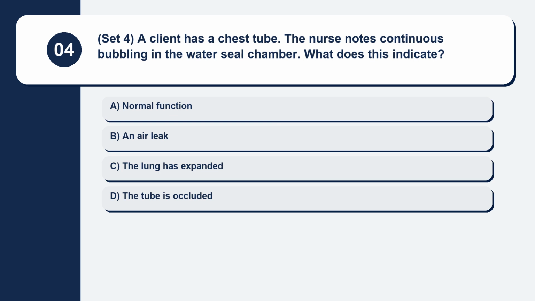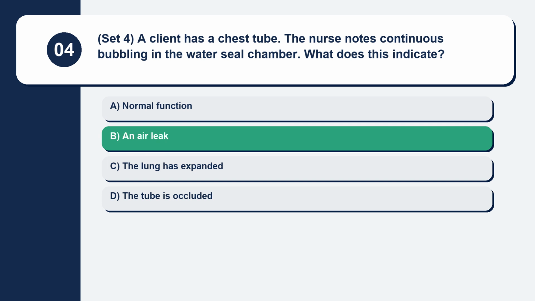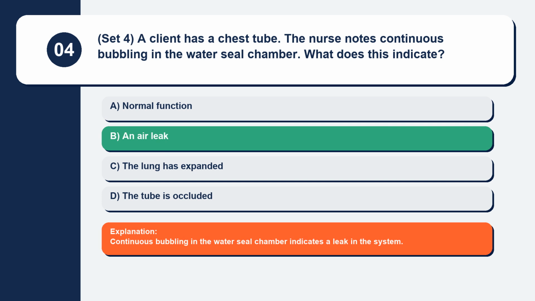Question 4, Set 4. A client has a chest tube. The nurse notes continuous bubbling in the water seal chamber. What does this indicate? Normal function, an air leak, the lung has expanded, the tube is occluded. Continuous bubbling in the water seal chamber indicates a leak in the system.